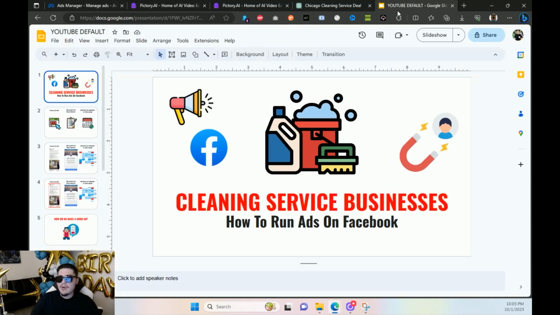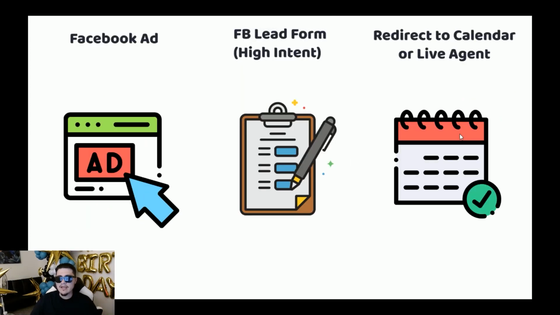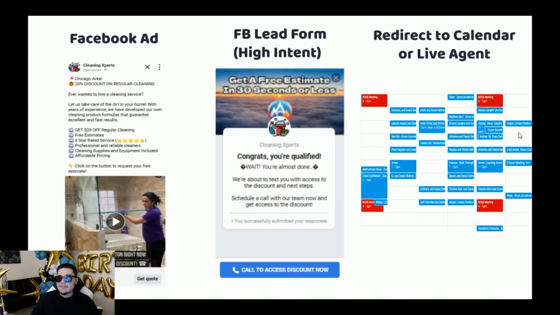So I'm not going to bore you with the slideshow, but this is just going to be a short presentation on how to run ads on Facebook for cleaning service businesses. So it's really starting in like 3 ways, right? There's 3 sections to this. There's the actual Facebook ad, there's the Facebook lead form, and then we redirect them to a calendar or to a live agent once they go through that. So this is what it actually looks like, and I'm going to take you through the actual campaign too.